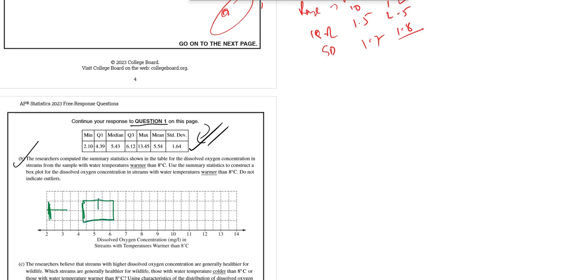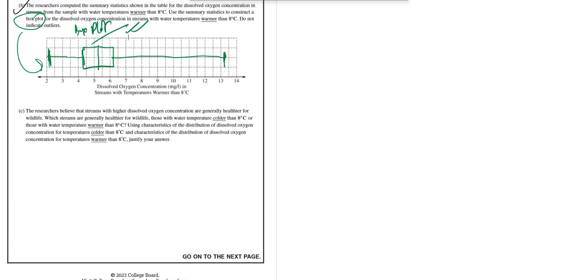This is the box, and this is the middlemost line, the median, and the whisker goes to 13.5. This is dissolved oxygen in the case of water warmer than 8 degrees centigrade. It starts with the temperature, so directly we can draw it this way. So this is our box plot. Now we proceed to the next question.